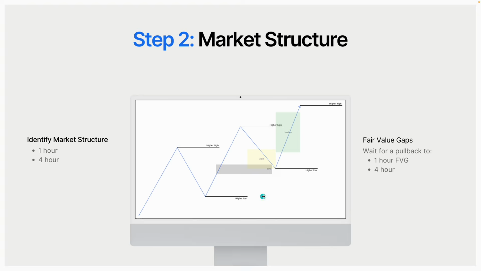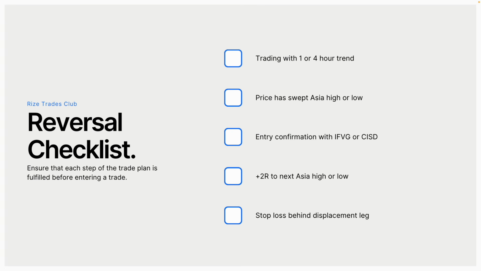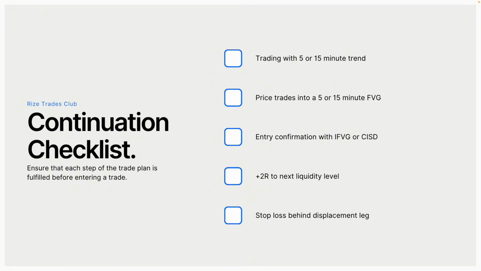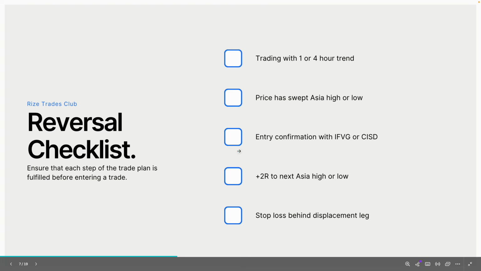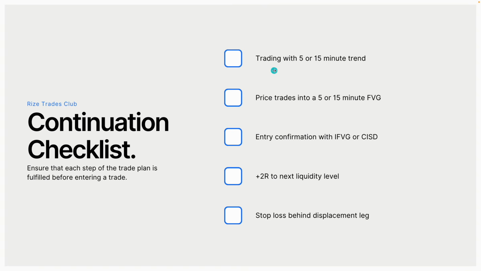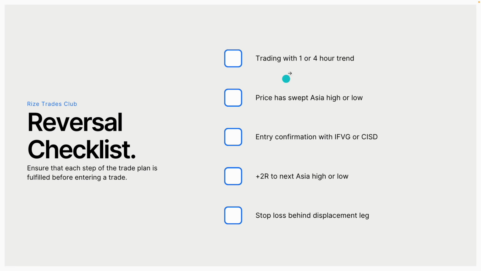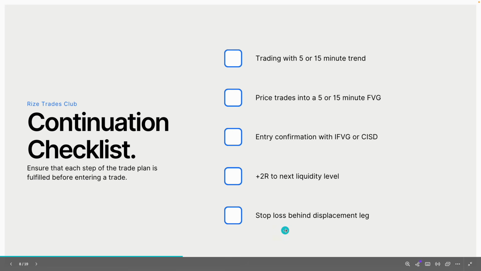So on to step 3, which is just your reversal checklist, and then obviously continuation checklist as well. Once you've identified your market structure, you drop down and you wait for either a reversal or a continuation. So a reversal, you're going to be trading with 1 or 4 hour trend, and then you're going to wait for Asia high or low to get swept, and then you enter with an inversion or change in state of delivery, and then you're going to target 2R or Asia high, whatever that may be. I'll show you some examples in a moment, and then stop loss behind the displacement length.